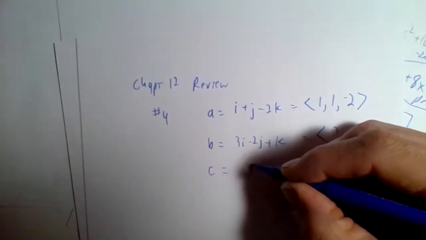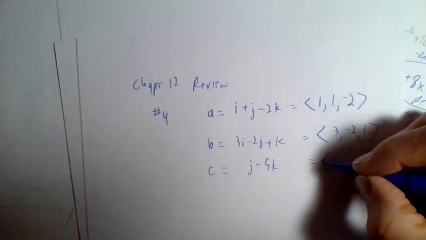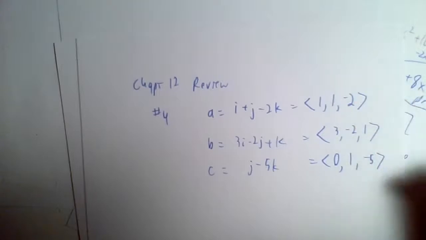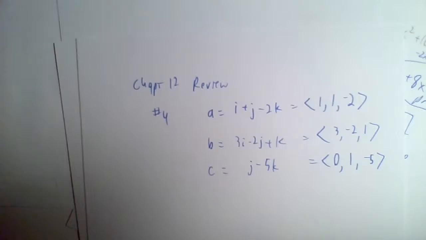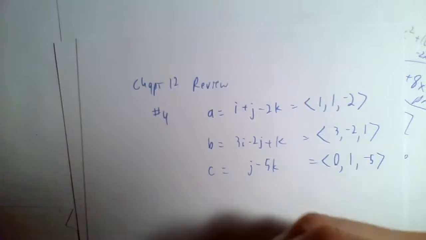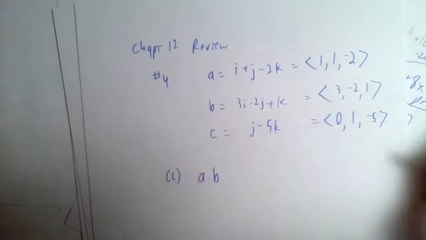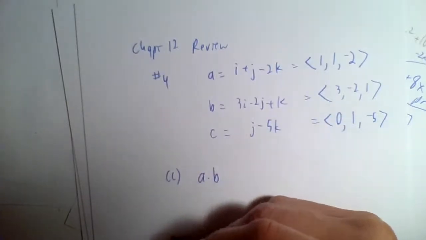C is j minus 5k, so that's got a 0 in the first component, 1, -5. Those are our vector components then. And we're doing operations on them. We're doing dot products and cross products with them and stuff like that. They also have the projection and the component here, which is not on your topic list, but the angle between A and B, I want to get to that. So let me do C and D. We're looking at parts of this problem. C is asking for what is A dot B.